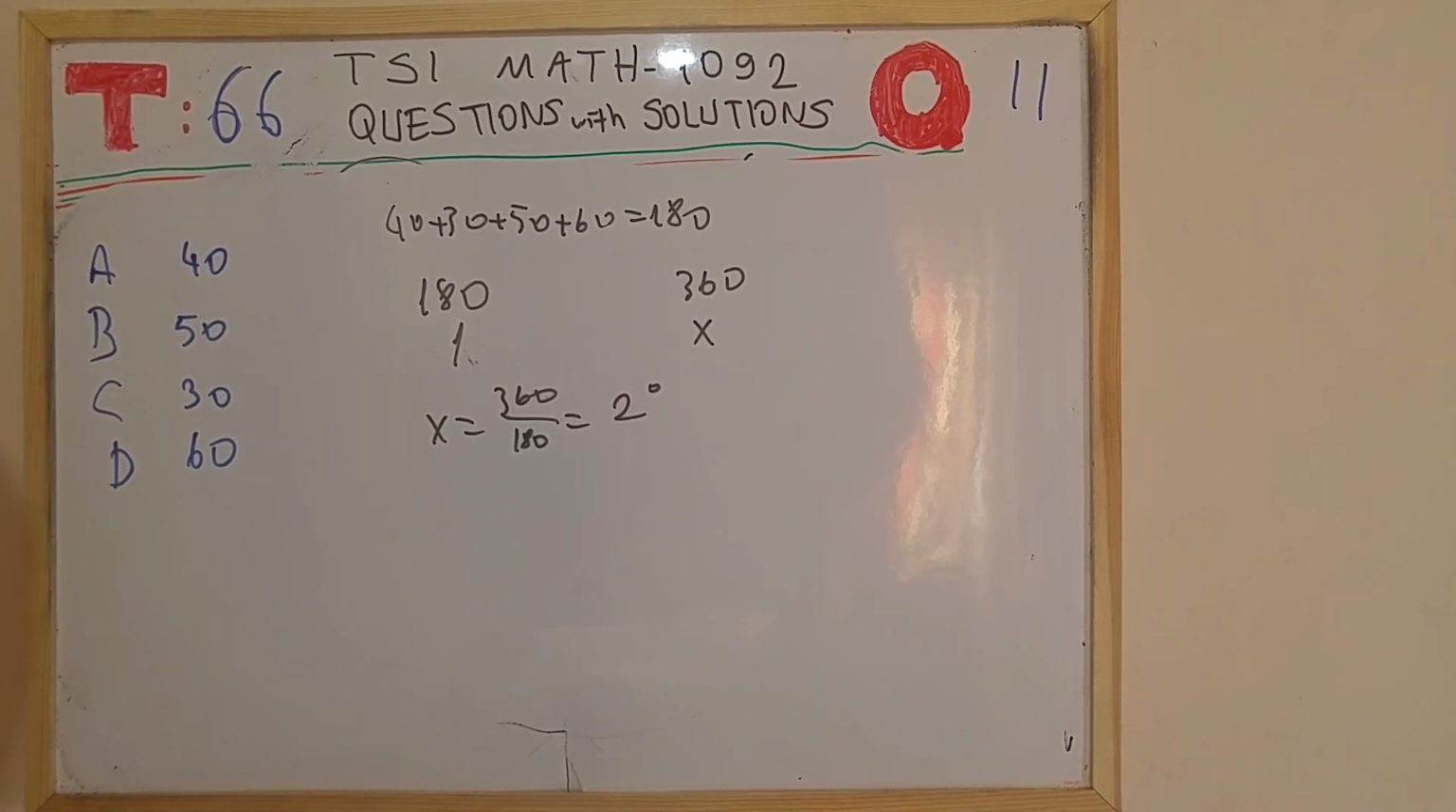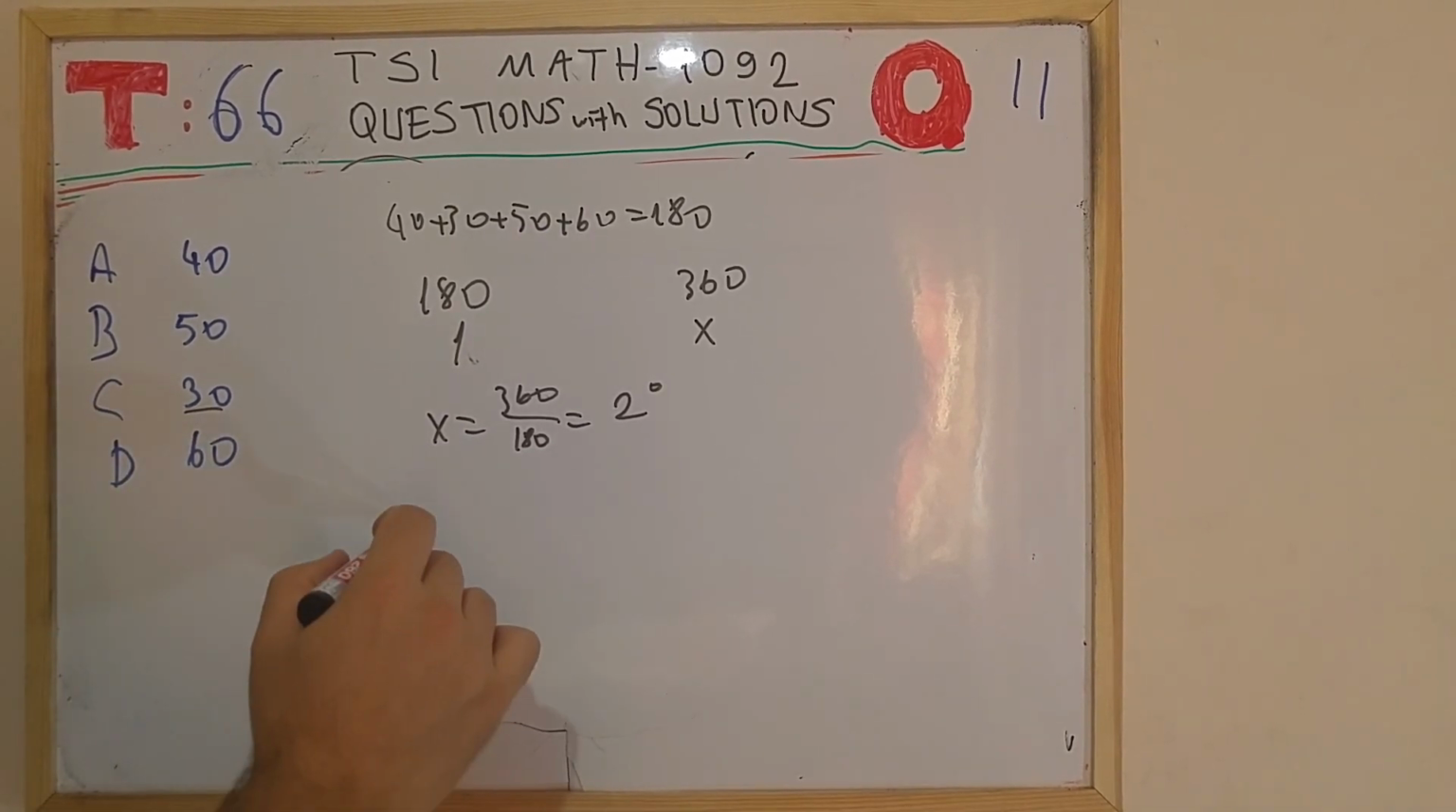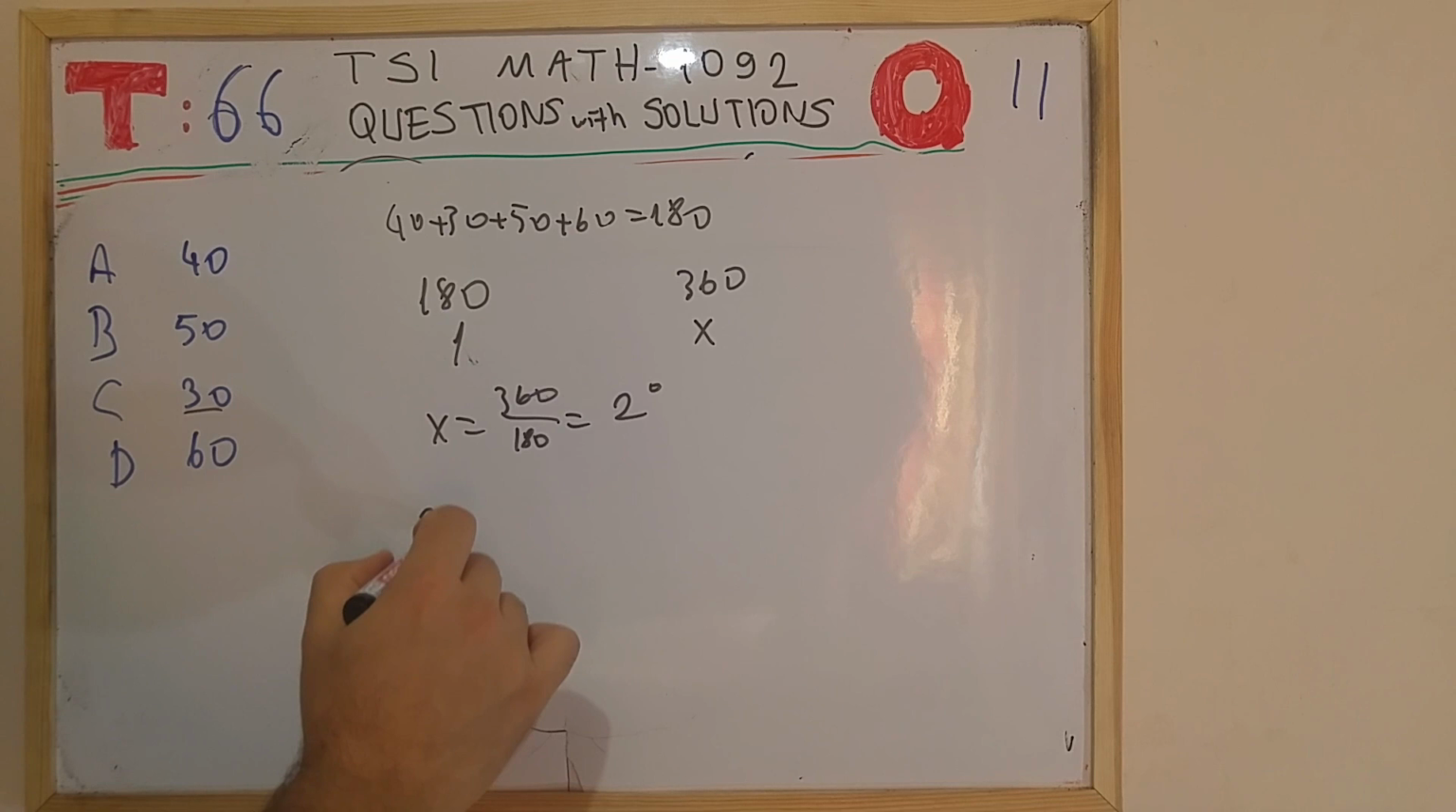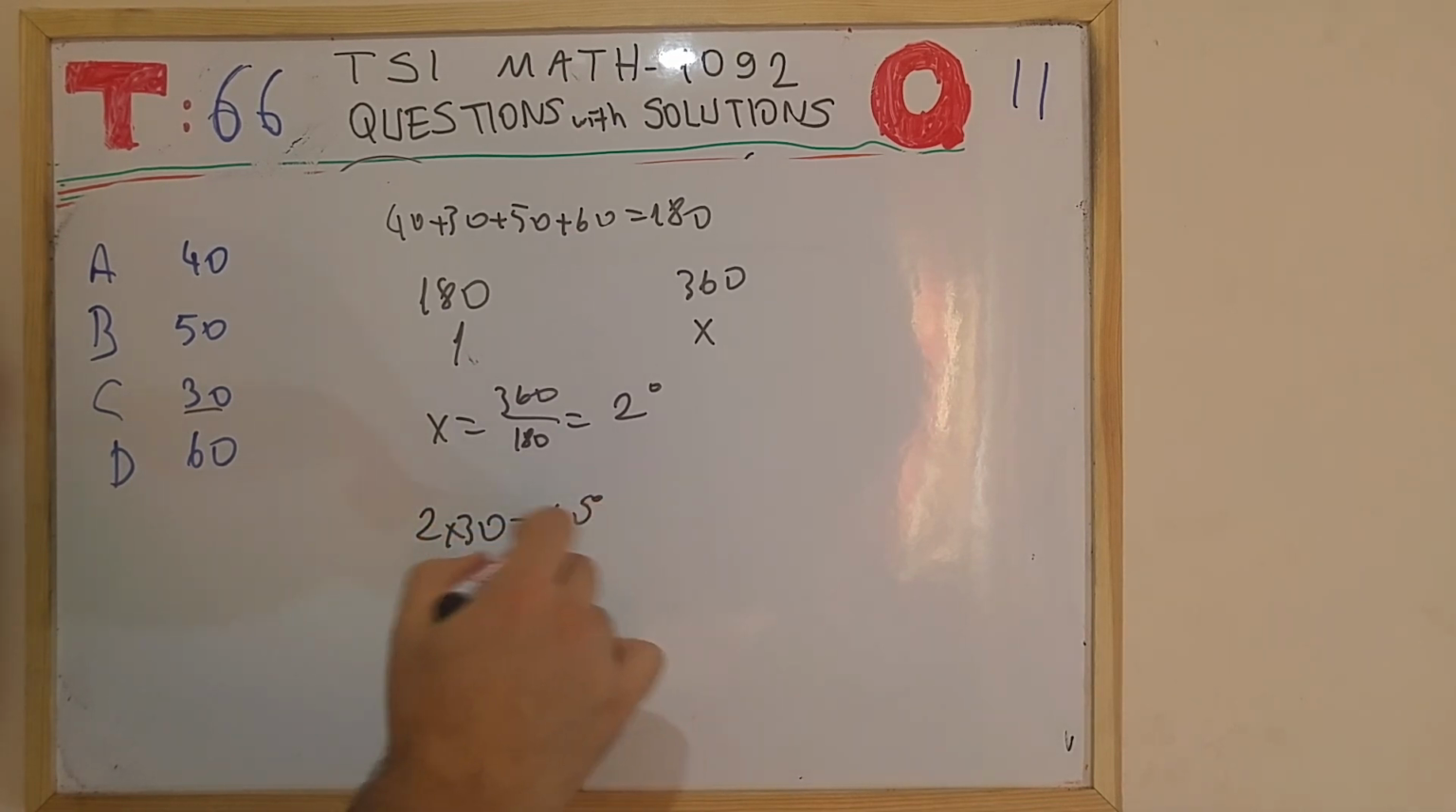And they're asking us the central angle of C. There are 30 aircraft, so that angle would be 2 times 30, which is equal to 60 degrees.